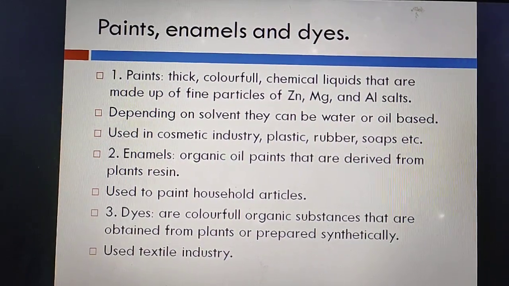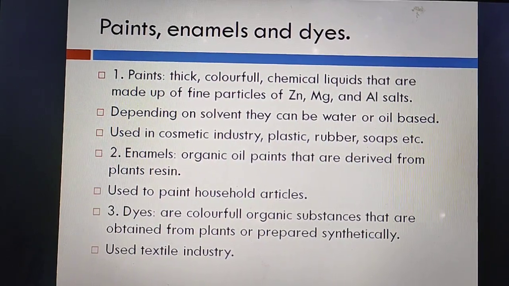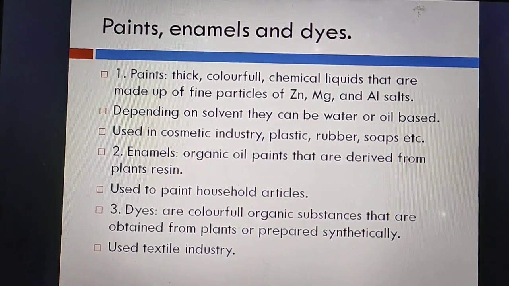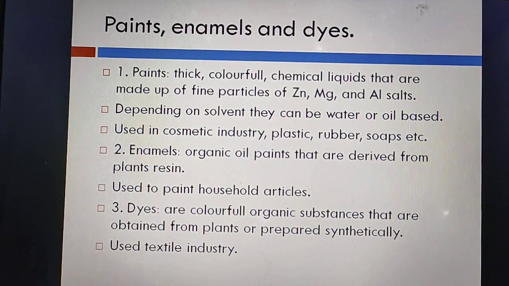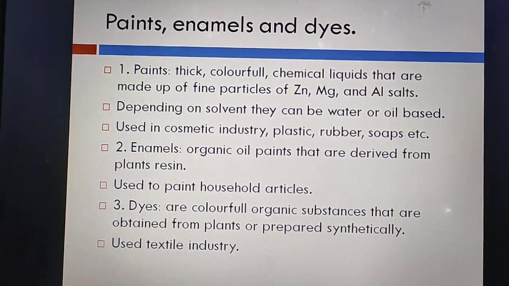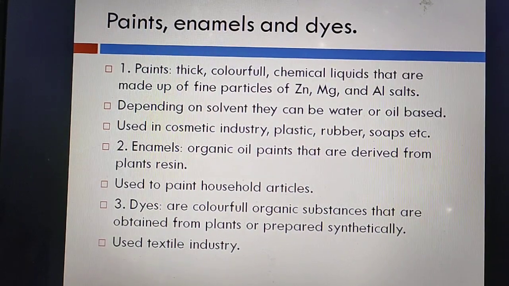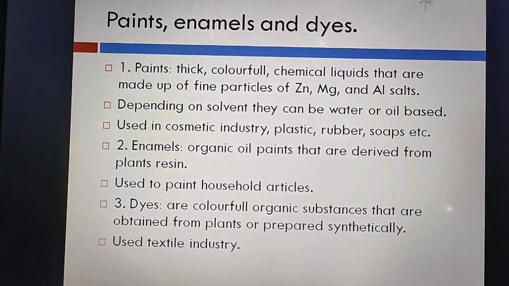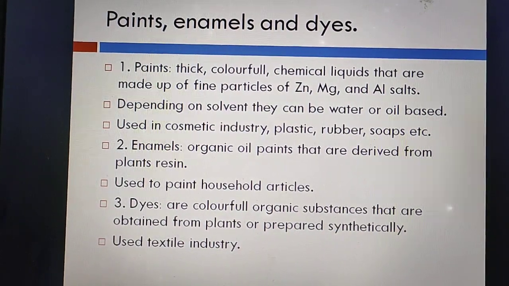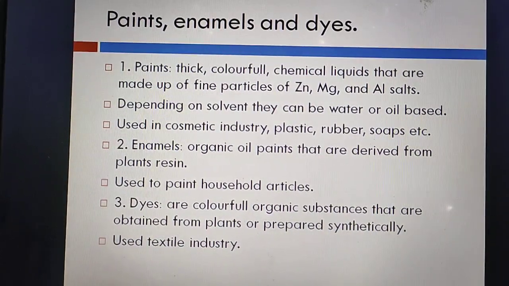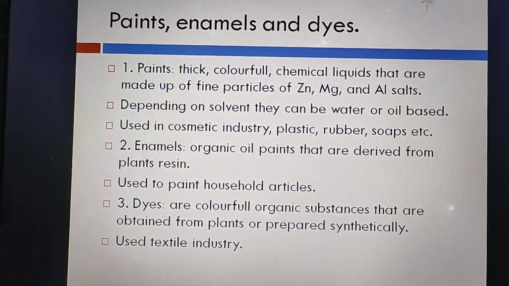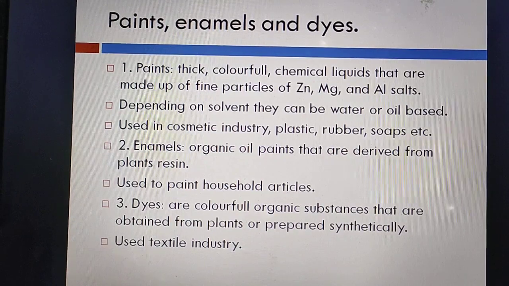And the second type of thing which we are going to learn is enamels. Enamels are what? They are the organic oil paints that are derived from the plant's resin. Means these are the organic compounds, and generally they are used to paint household articles. Many of the different decorative materials which you find at your home, like some vase, pots or some frames, are painted with enamels. The third type is dyes.